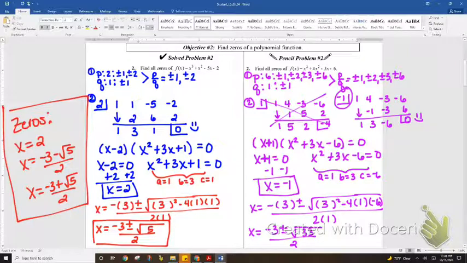Alright, again, I can't simplify the 33. It's just 1 and 33, or it's 3 and 11. When I try to simplify it, you can't do anything with that. Can't reduce this. So there's your other 2 zeros. So you got x equals negative 1, x equals negative 3 plus the square root of 33 over 2, and x equals negative 3 minus the square root of 33 all over 2 as your 3 solutions.